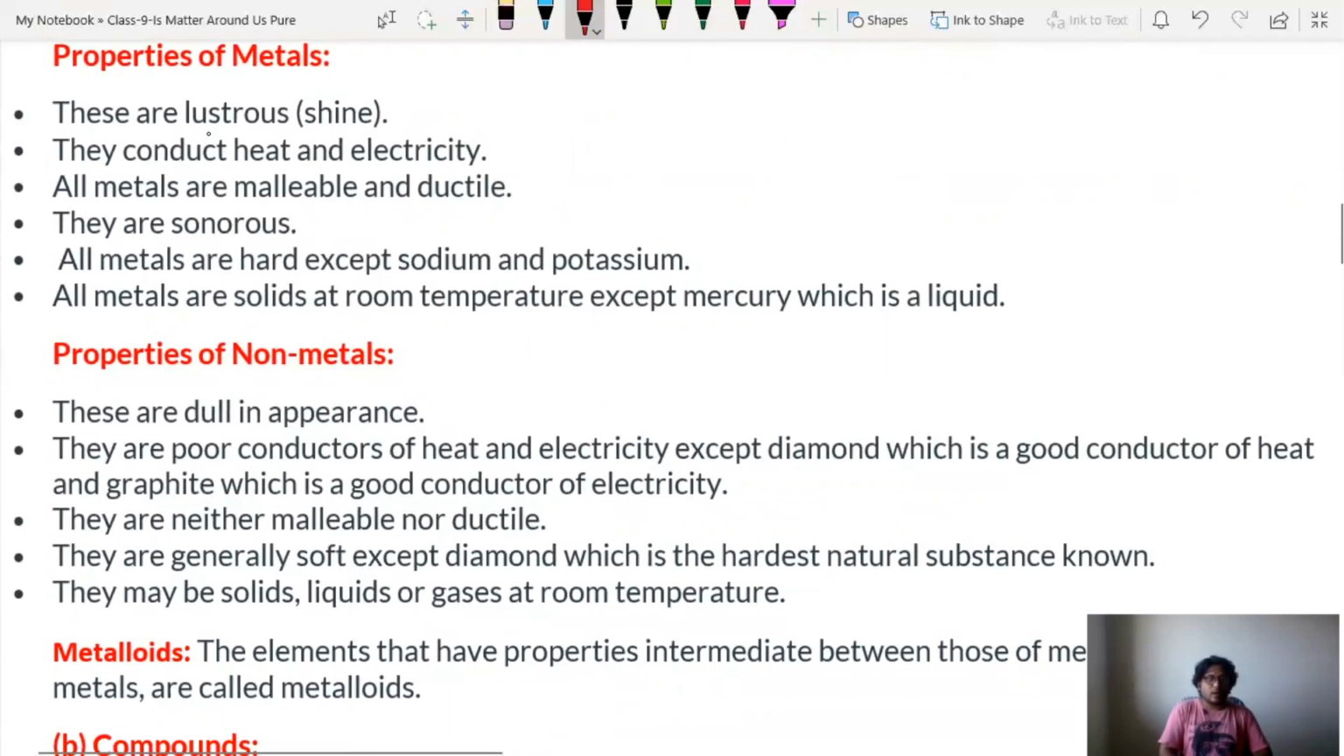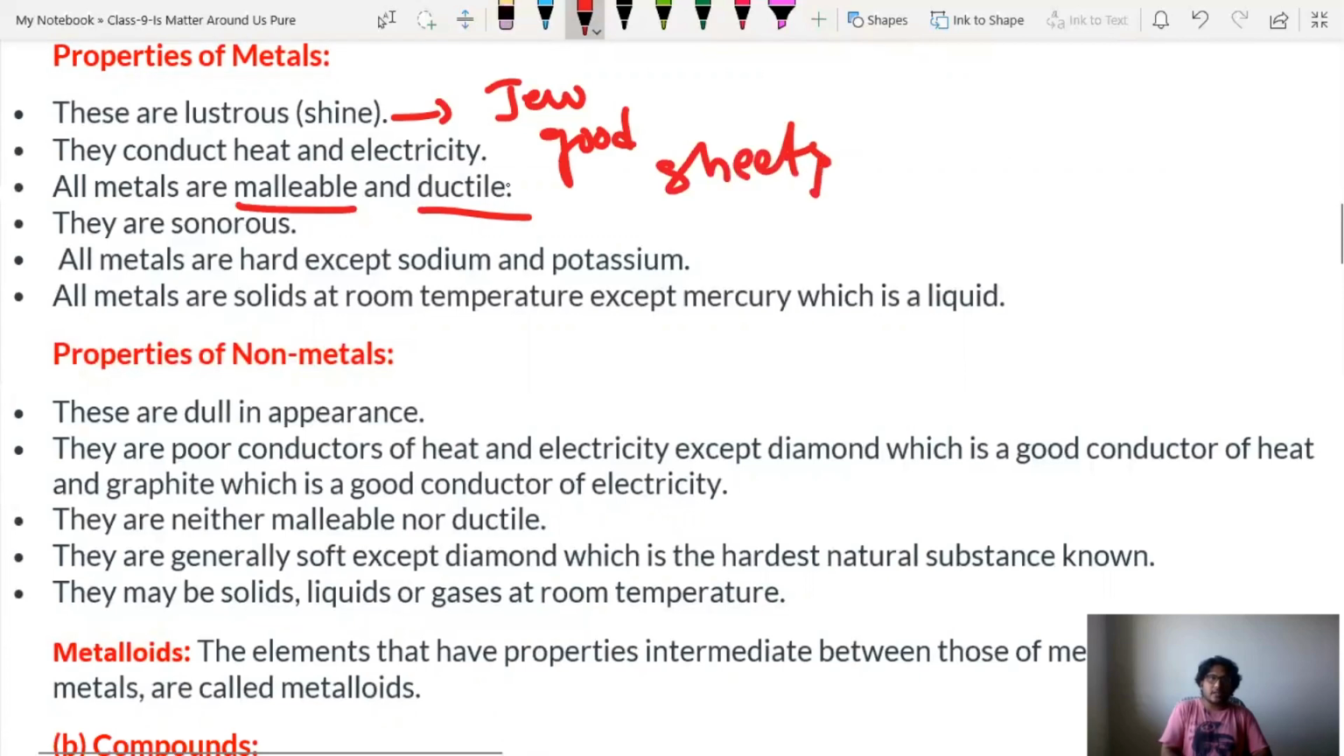Metals. What are the properties of metals? Metals are lustrous. Every metal will shine. So that is why we use those metals in jewelry. They conduct heat and electricity. All metals are good conductors of heat and electricity. All metals are malleable and ductile. Malleable in the sense we can make them into sheets, ductile in the sense we can make them into wires. They are sonorous. Sonorous means which can produce sound.